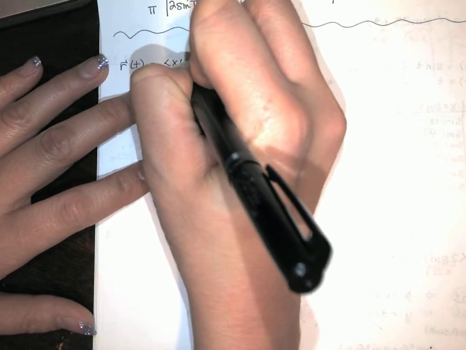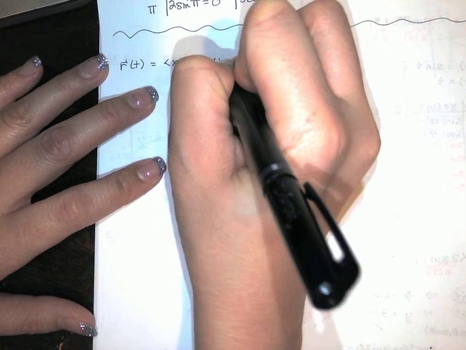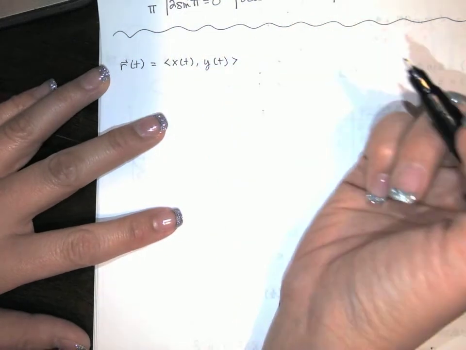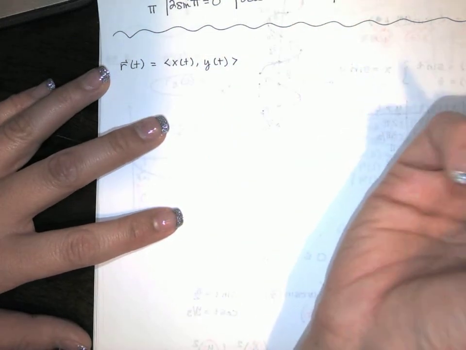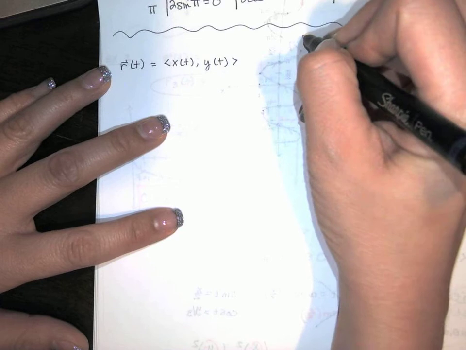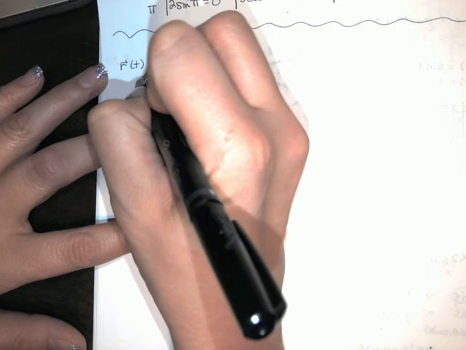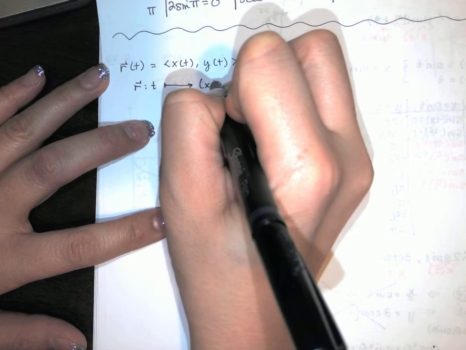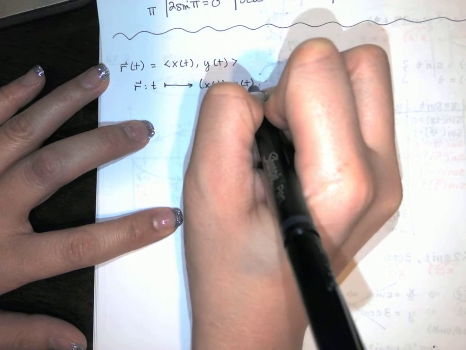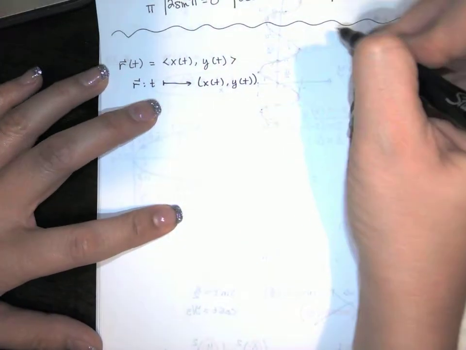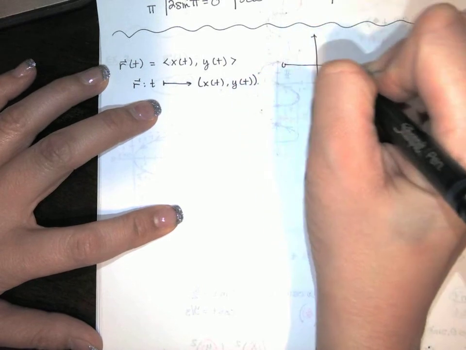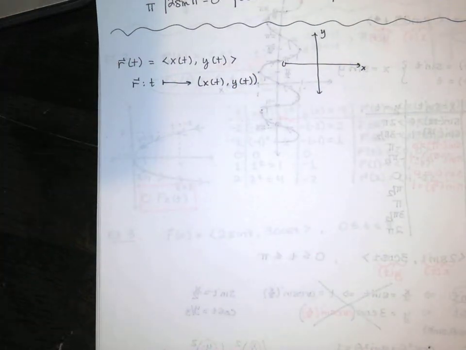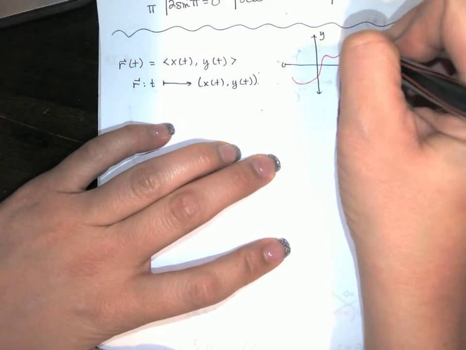In 2D, it looks like this. It has components x of t and y of t. And as t increases, we can think of this as tracing out some curve in the plane. So this particular r of t is taking a point t and mapping it to a location x of t, y of t in the xy plane. So there's going to be some plane. Here's y, here's x. And as t increases, I'm going to travel along some curve.